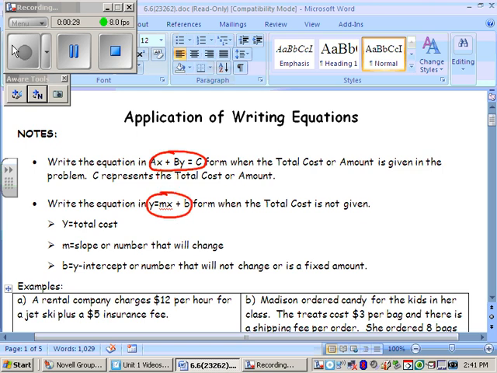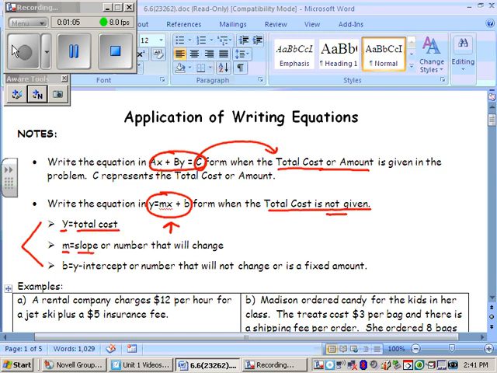Some of the things you look for when you're trying to identify which format to use for your equation would be, for standard form, if the problem gives you the total cost or amount, then you use standard form. The C represents the standard form. However, if the total cost is not given, then typically your equation is written in slope-intercept form. You will see over on the side here that the Y in slope-intercept form stands for the total cost.